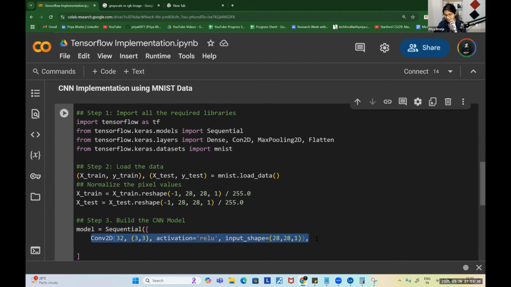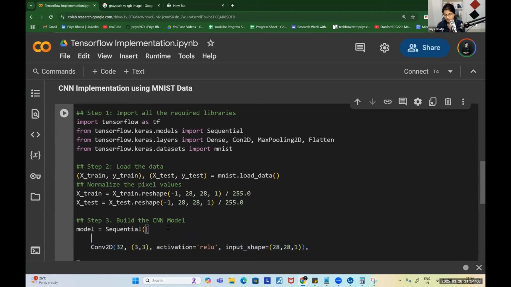In this specific part, I think everything is clear. Kernel size is 3 cross 3. Activation function we're using is ReLU. Input shape we all know, we have just covered it. Can anyone let me know what this 32 indicates? Exactly. Only one student has given the right answer.